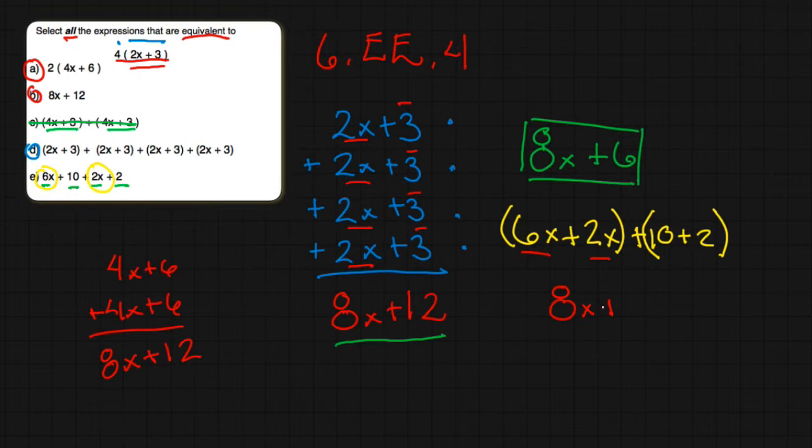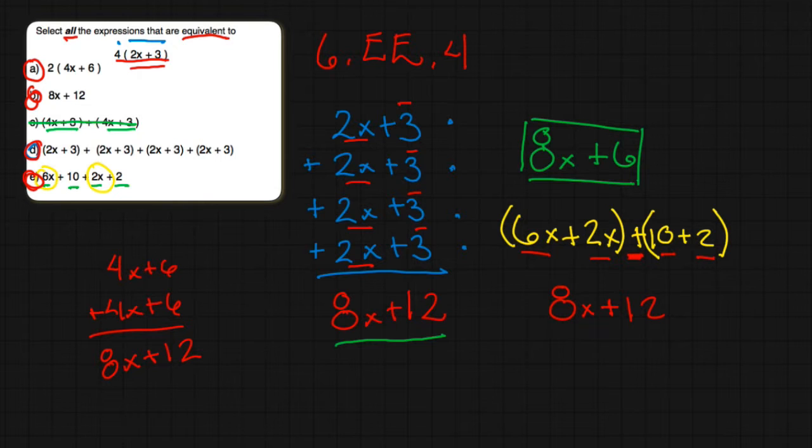And I have this plus sign right here. I'm going to add this other set over here. These are also like terms. These are both constants. I can add the 10 and the 2 and get 12. So 8x plus 12. It turns out that E is also similar. So E, D, B, and A are all correct answers.